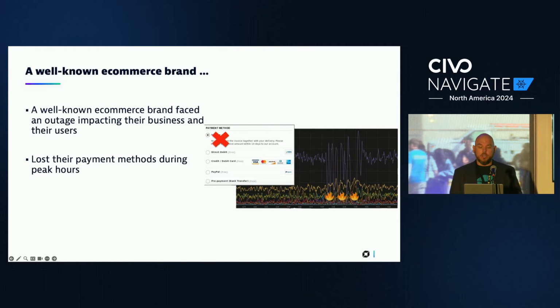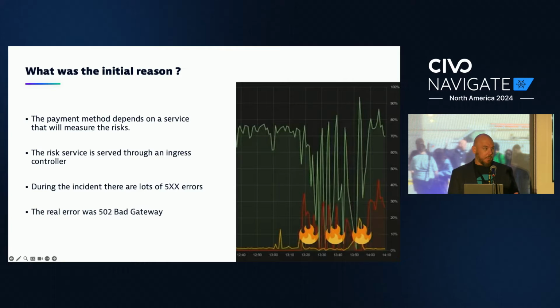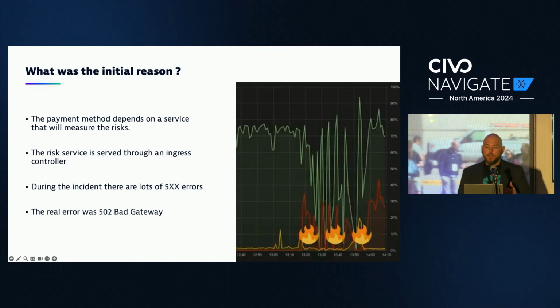Now, when this outage occurred, this actually meant that the payment option was completely lost and users were unable to submit orders, unable to make payments through their e-commerce platform. So what caused this? Well, that invoice payment method actually relied on a risk assessment service, and that service was served through the Kubernetes Ingress controller. And during the incident, they observed that there were many HTTP 5XX errors, and in particular, there were HTTP 502 bad gateway errors, which are really related to proxy and the traffic handling being unresponsive or unavailable.